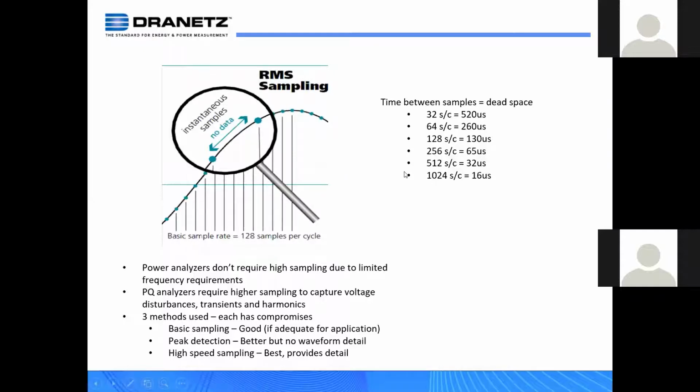Okay, so again, you don't want to sample too high. A lot of the metering out there samples at a very high rate. However, you have to be careful, and you have to look at your specs very, very closely. When we talk from Dranitz, 512 samples per cycle, that means each channel is sampled at that rate. So most of our products are 8-channel instruments, 4 voltage, 4 current. Each of them is sampled at 512 samples per cycle.